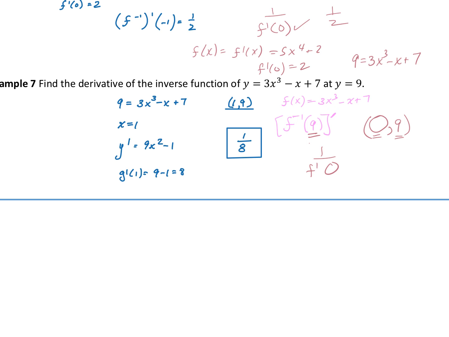3 minus 1 is 2, plus 7 is 9. So you just guess and check to find that x equals 1. This is the value that we want. So it's 1 over f prime of 1. We find the derivative, which is 9x squared minus 1, and we want it at 1. So it's 9 minus 1, which is 8. So it's 1 over 8.